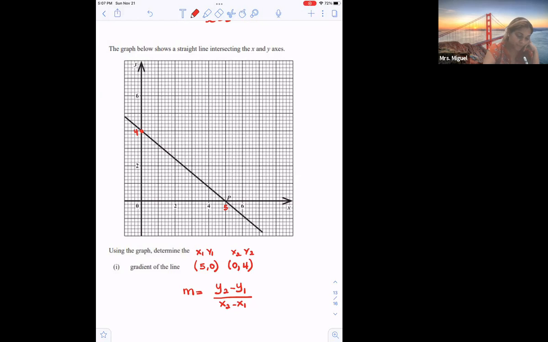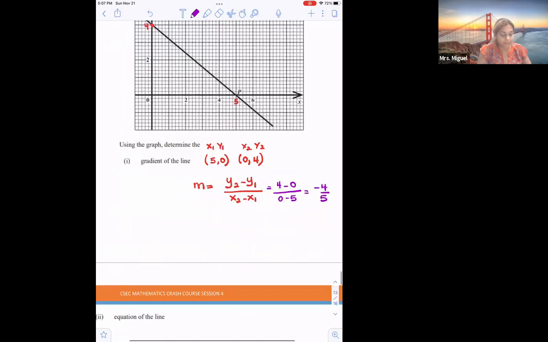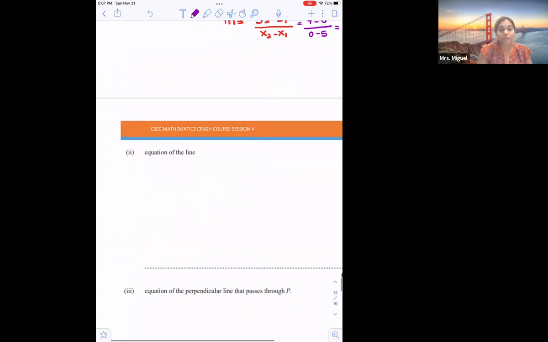All right, let's see what you all have. So y2 is 4, y1 is 0, x2 is 0, x1 is 5. The answer here is negative 4/5. So that was the gradient. You were supposed to be able to do that. Right? Find the equation of the line.